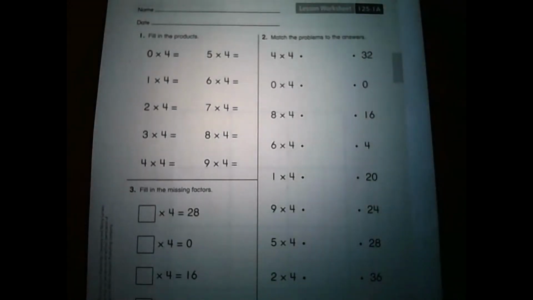Hey everybody, welcome back to the second part of our lesson for 125. We are looking at the lesson worksheet now for 125, and you'll notice that it is multiplication, as I said, and we are dealing with our 4 times table now, okay? Very similar to what we've done in the past with our 2 times table, our 3 times table, and our 5 times table, okay? It's just about making groups, okay?